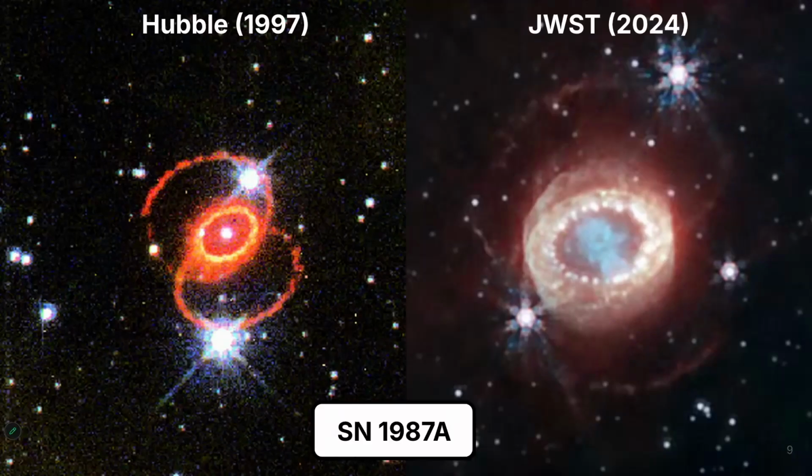But at the center is all that leftover material, that hot gas and those hot metals that have been ejected into the environment. James Webb went back in 2024 and took an image of that same supernova. And as you can see, even many, many years after the original explosion, it's still extremely bright because it's so nearby.